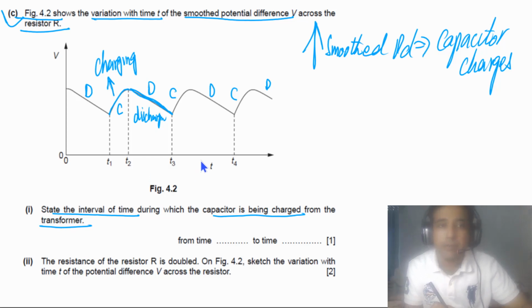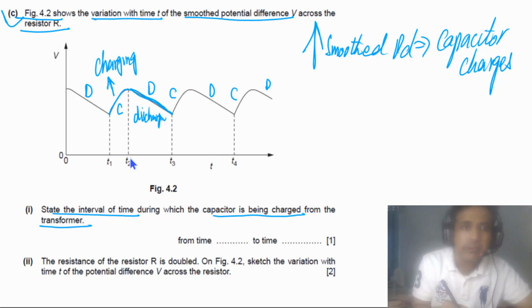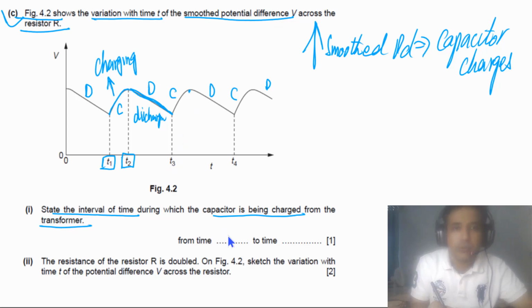D for discharging. So we can write down any time interval. We can write down t1 to t2. We can write down there is no other interval because this time is not given to us. So simply we can write down in this case from t1 to t2. So this is how you need to answer part 1.